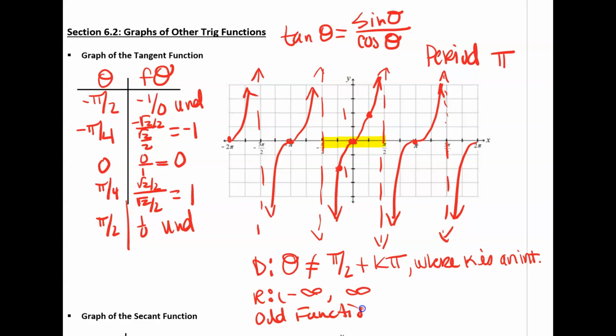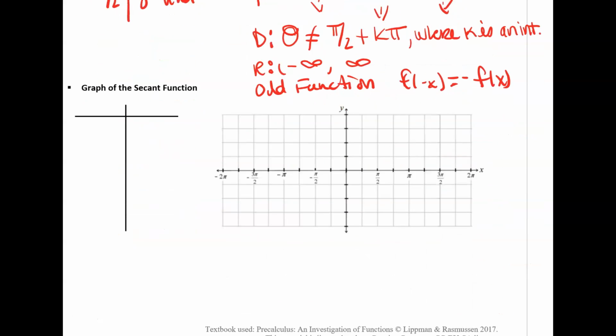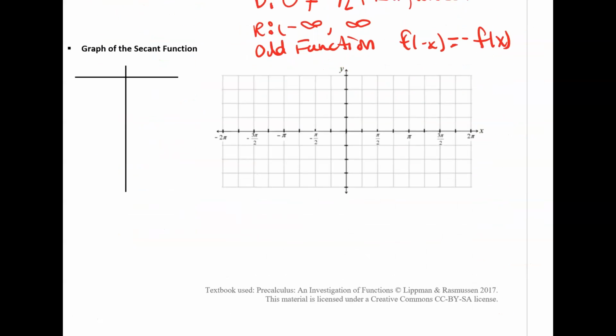And so this is also an odd function. F of -x is equal to -f of x. And we can kind of see what's going on with that tangent. So kind of interesting there. We got a different shape than just with our sines and cosines. Let's move on to another trig function. Let's look at the graph of our secant function.